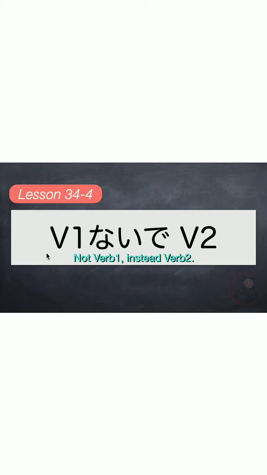And lastly, using the same pattern as the previous one, but only using the nai form, verb 1 nai de verb 2. But here it means something different. It means not verb 1, but instead verb 2. So if you have two actions or two choices of actions and you want to emphasize that you are going to do or you did verb 2 instead of verb 1. Or I do verb 2 instead of verb 1.